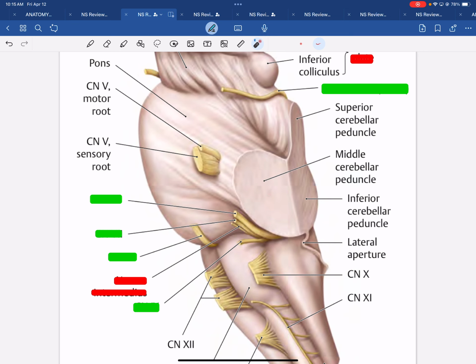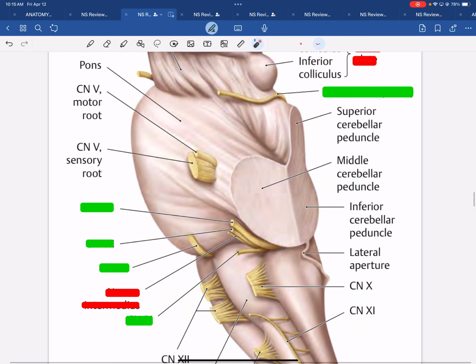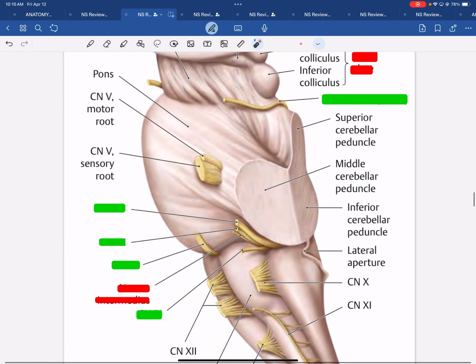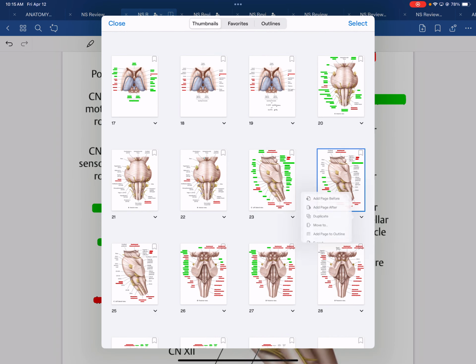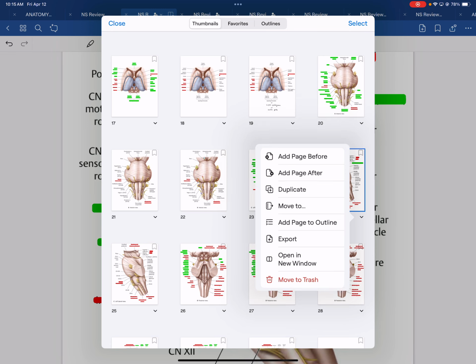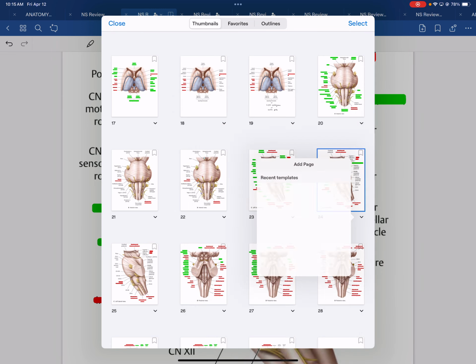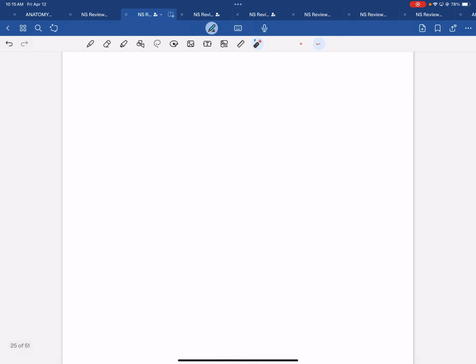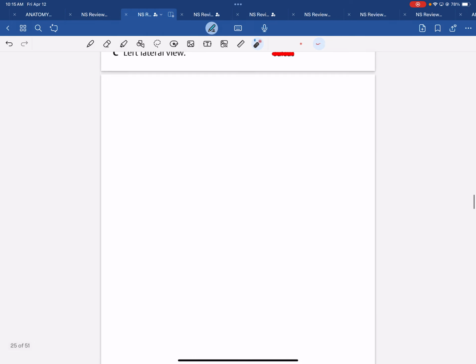Here, let's go through it. Well, we need to establish the pons. It's a breathing and respiratory center. But it doesn't. I have it in my notes.